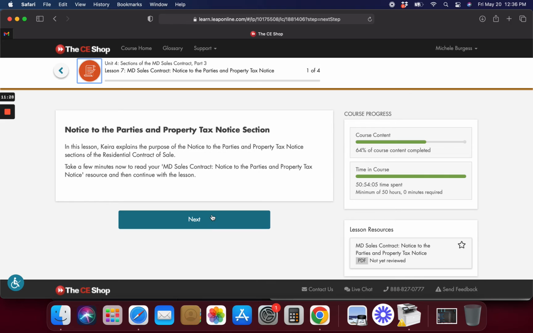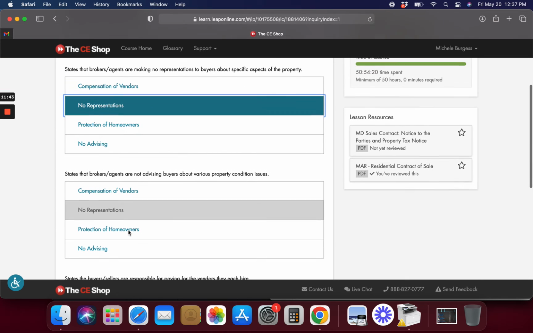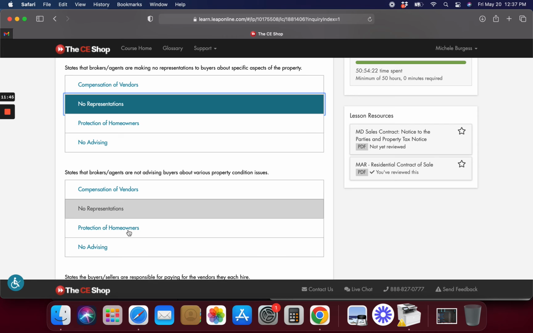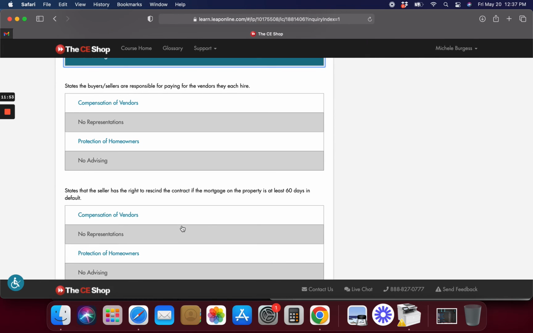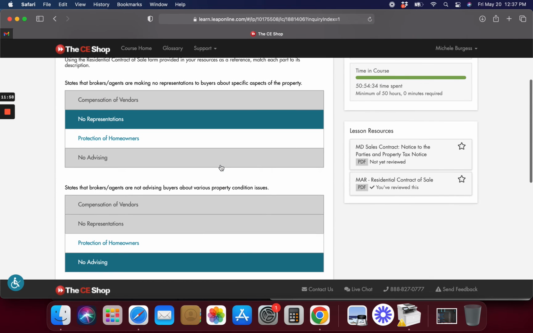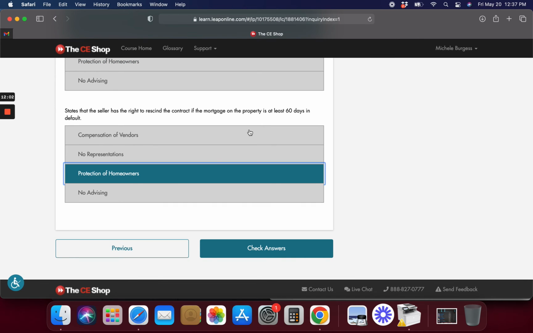This is our final lesson. So, this one is parties and property tax. Sellers are making no representation to buyers about specific aspects of the property. No representation states that the brokers and agents are not advising buyers about various property conditions. No advising. State that the buyers and sellers are responsible for paying the vendors each time they hire. Compensation of buyers. So all this stuff is going to be under the parties and property tax notice. Protection of homeowners.